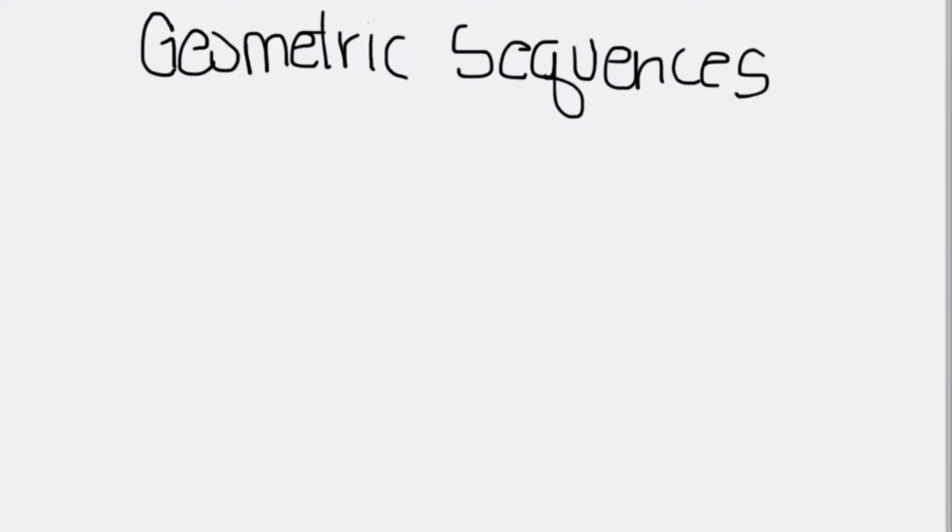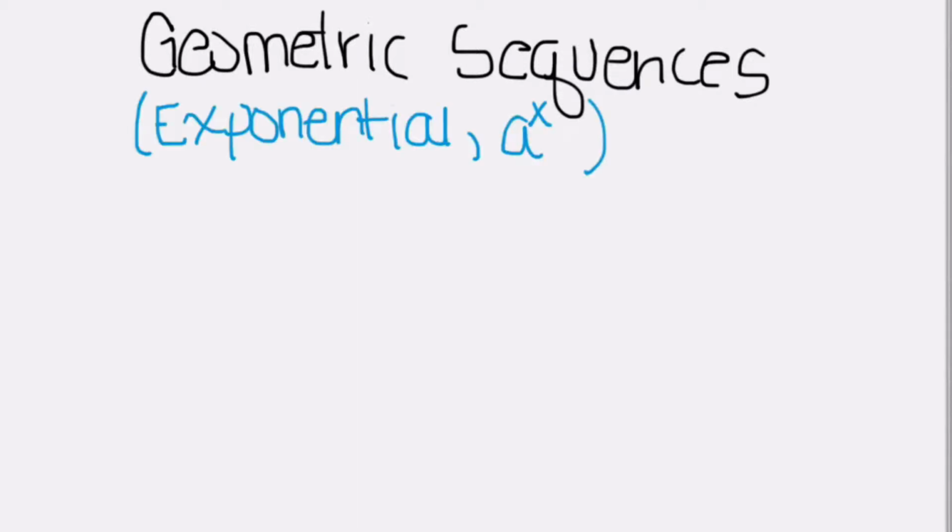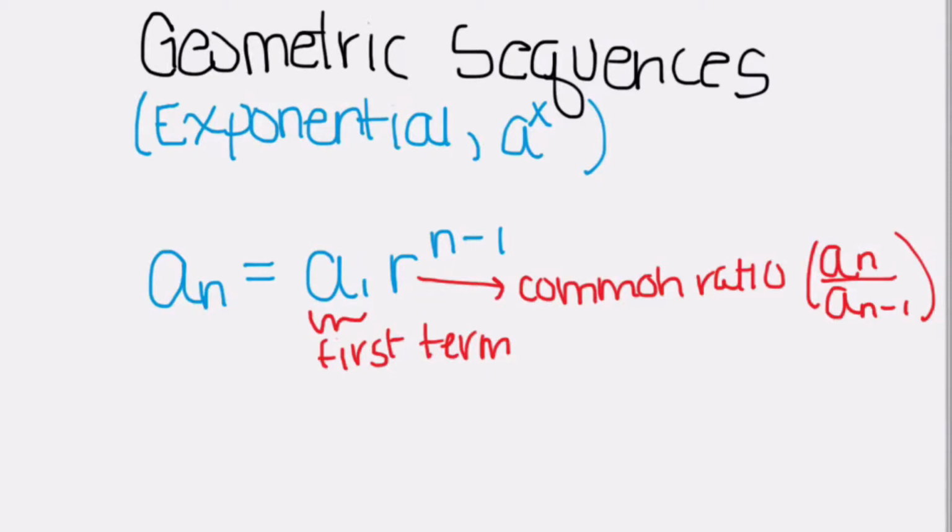In this video, I go over geometric sequences. A geometric sequence is similar to an exponential function, but for geometric sequences, the domain is restricted to natural numbers. One formula is the general form for any term in the geometric sequence, where a1 is the first term and r is the common ratio.